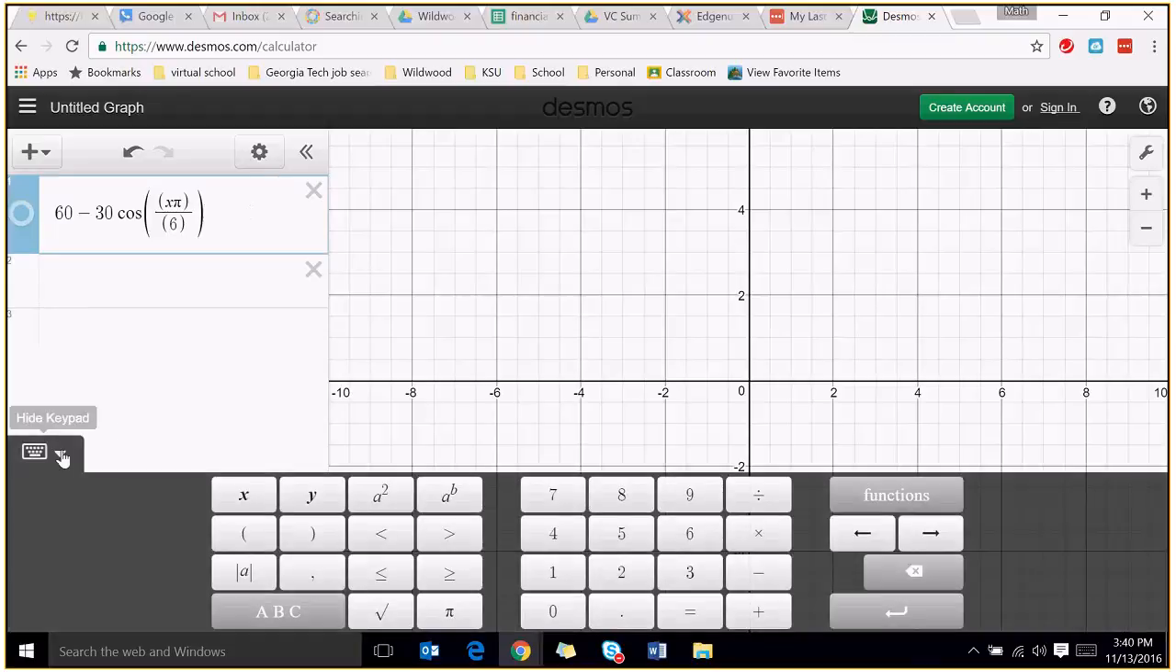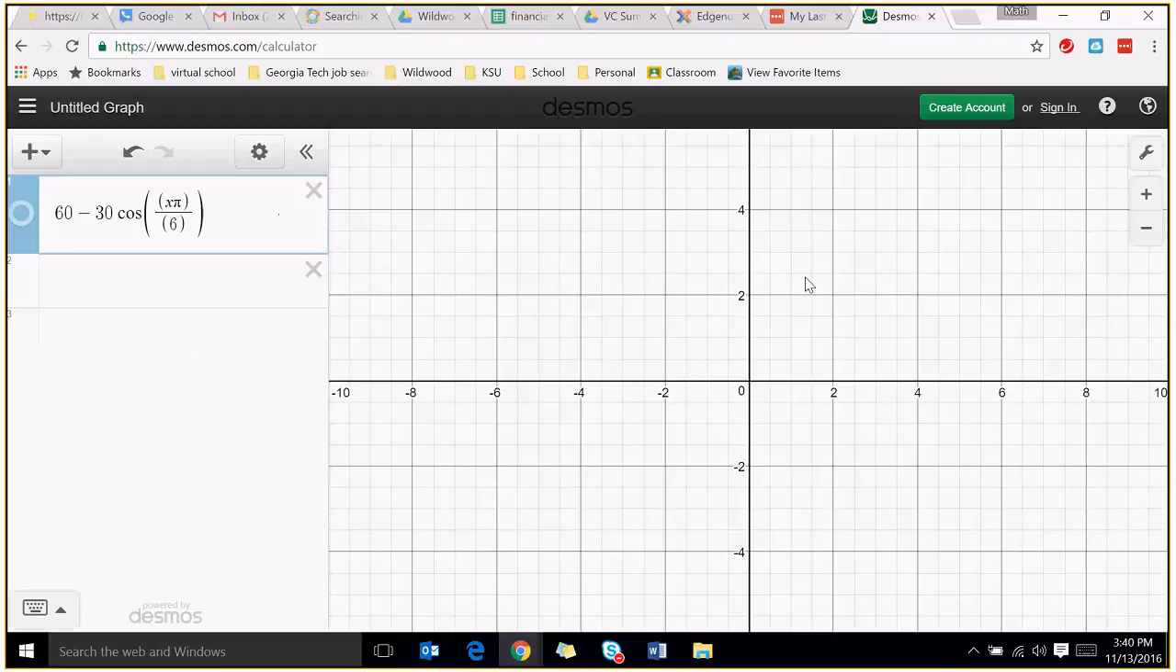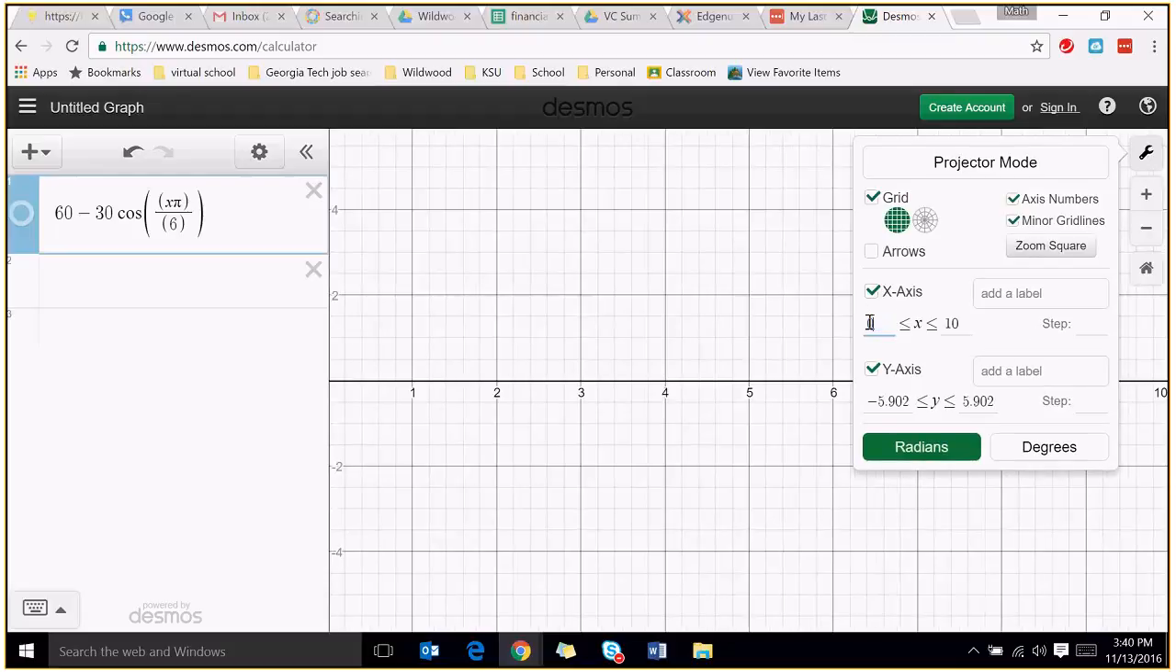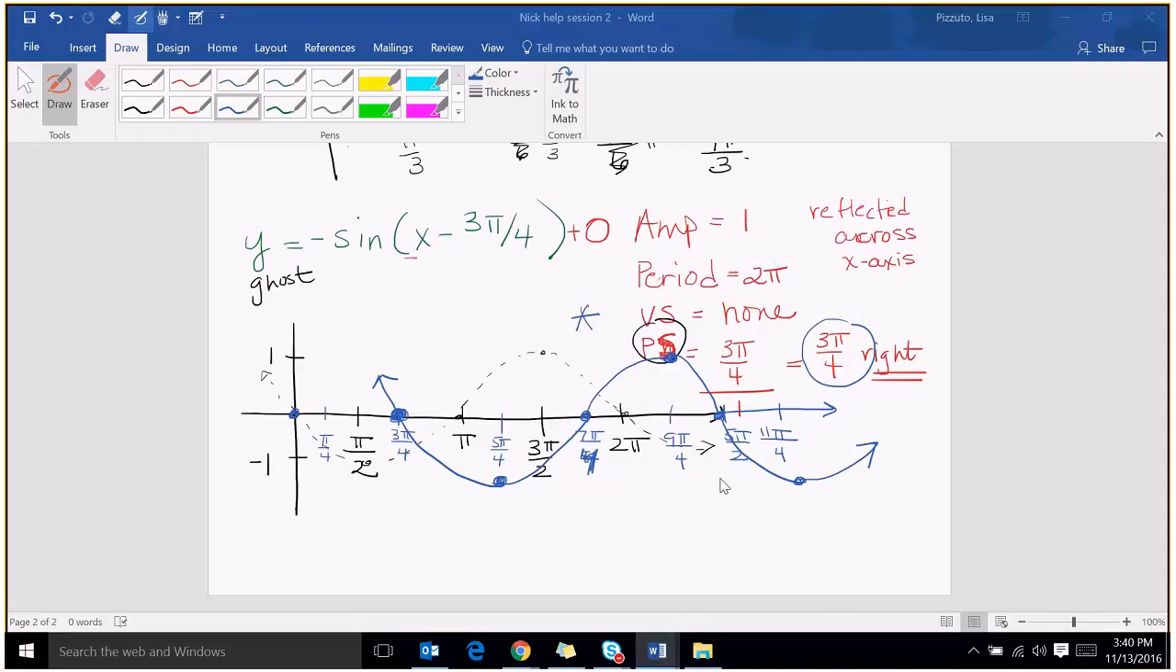I don't need the keyboard, but I do need the graph. It's probably not showing me the graph because I need to change my settings. For example, I want my x to start at 0. I'm not going to have any negative values. Now your period, what's your period? Your b value, let me just bring up that piece of paper and we'll figure these values out first.